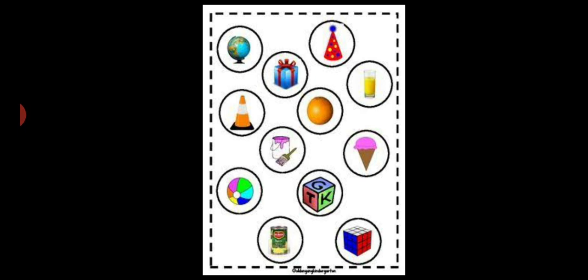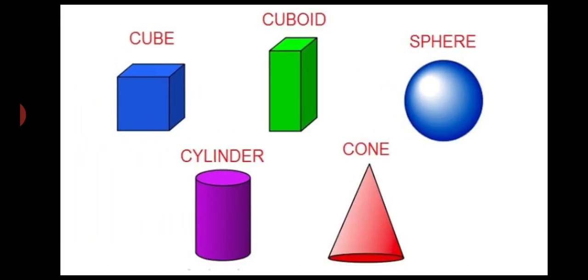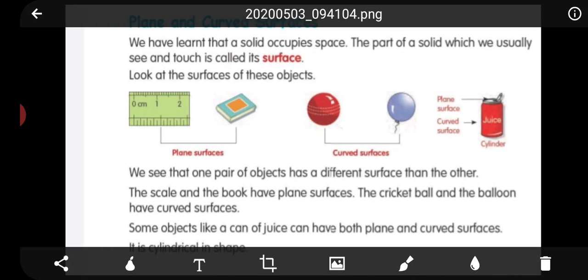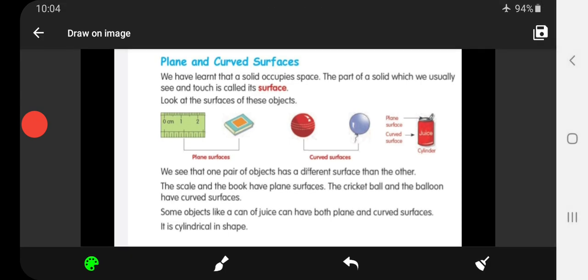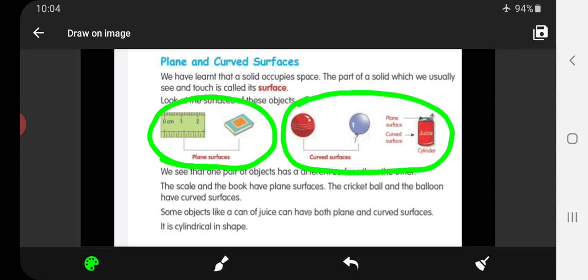Children, everything around you is three-dimensional. So, here are some of the three-dimensional objects. Now, let's discuss the 3D shapes. First is cube. Another is cuboid. Then sphere, cylinder and cone. 3D shapes are also of two types. The one having plane surfaces, for example the books, and the other which has curved surfaces like the ball, balloon and the cat.